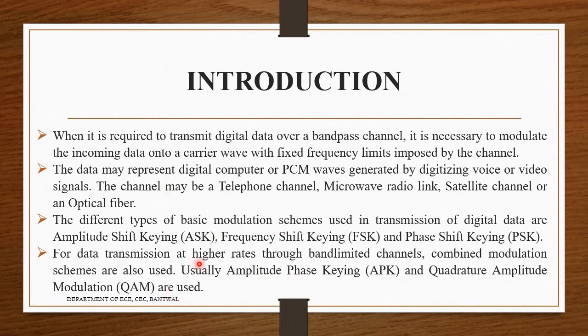Usually, for higher data transmission through a band-limited channel, combined modulation schemes are also used. This is one possible thing in digital communication, where we can mix two of the modulation schemes. Among them, amplitude phase shift keying and quadrature amplitude modulation are used. We can mix those things up, and as we go on one by one, we can understand them.